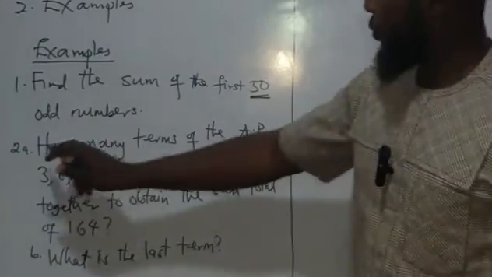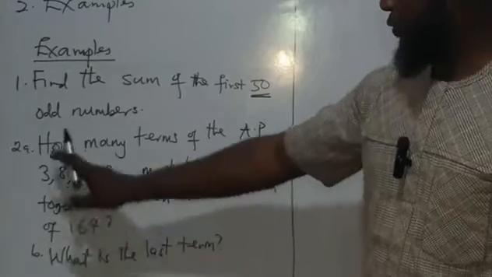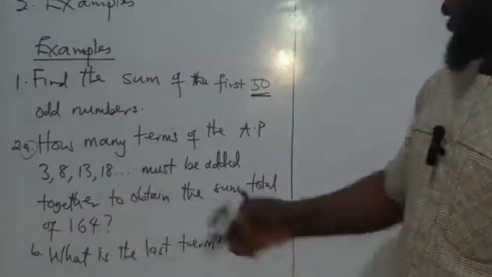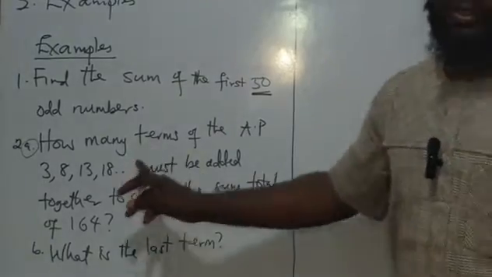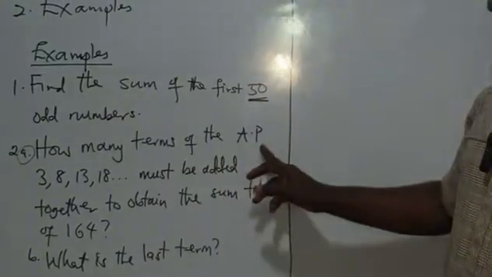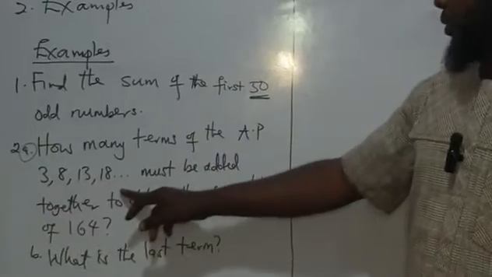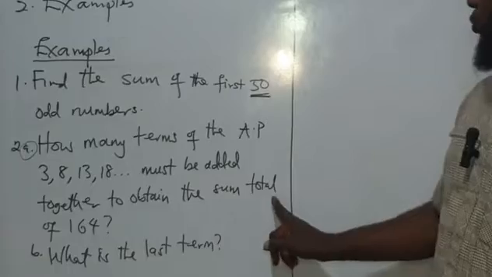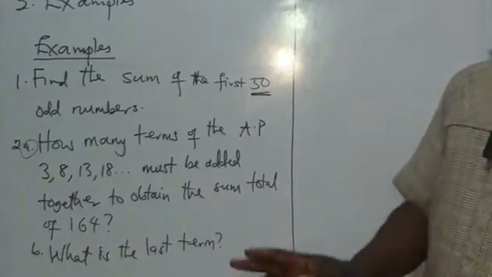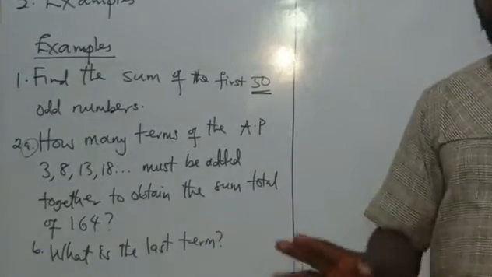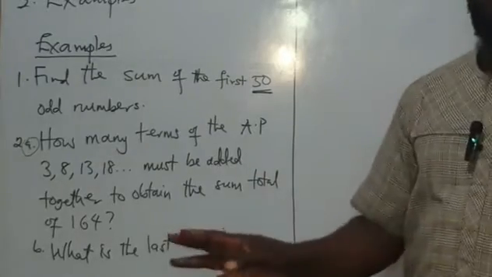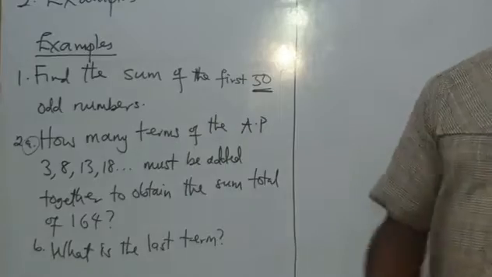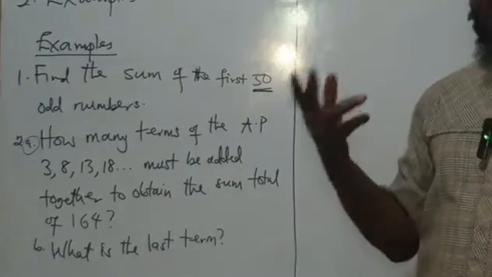Alright, the second example is in two forms. So the first one, which is A here: how many terms of this AP must be added together to obtain the sum total of 164? Because this one is not a straightforward question, you have to be very careful before you solve this. So you need to interpret. How many terms? What does that sound to you?